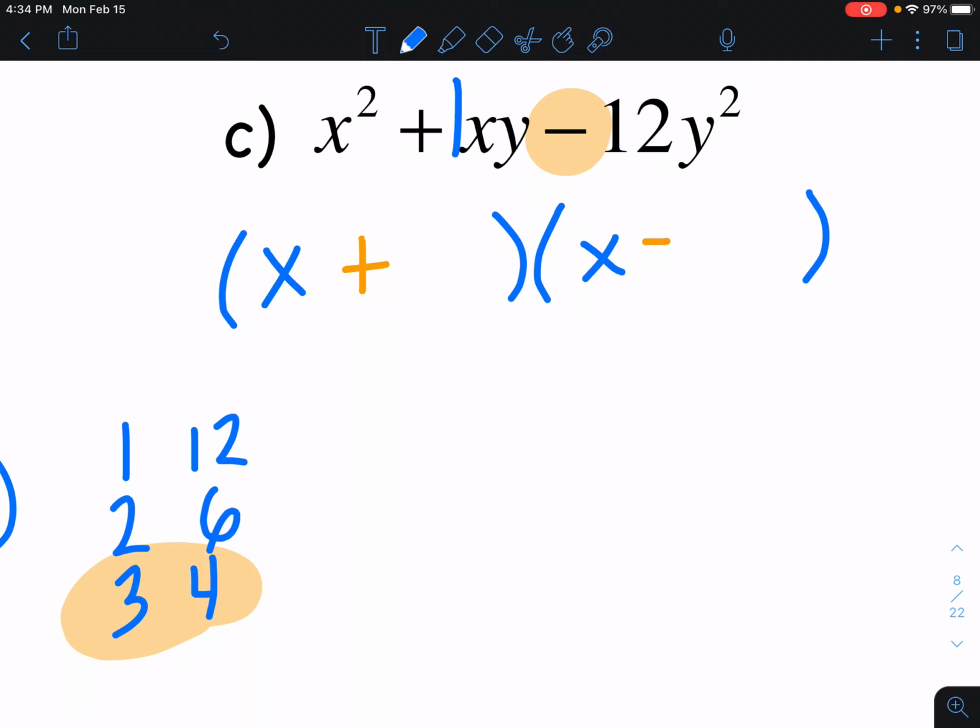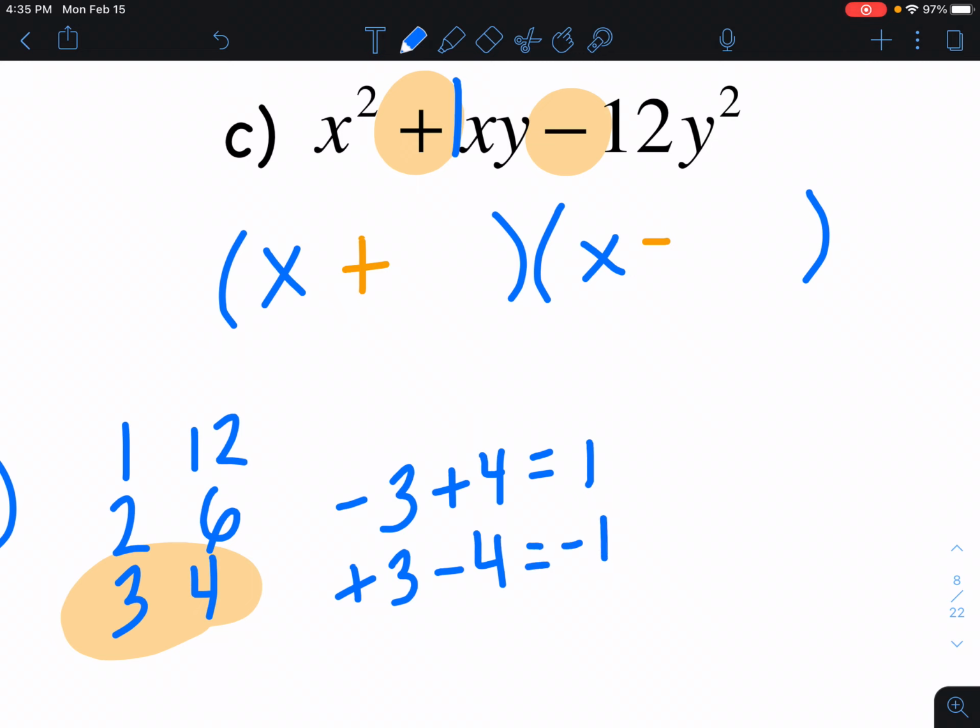So the signs, which gets the plus and which gets the minus? Well, think about it like this: if you have negative 3 plus 4 or 3 minus 4, which one comes out to be a plus 1? Do the math in your head. That would be 1. That would be negative 1. So it would be this guy here. So therefore, the negative must be with the 3. The plus must be with the 4.